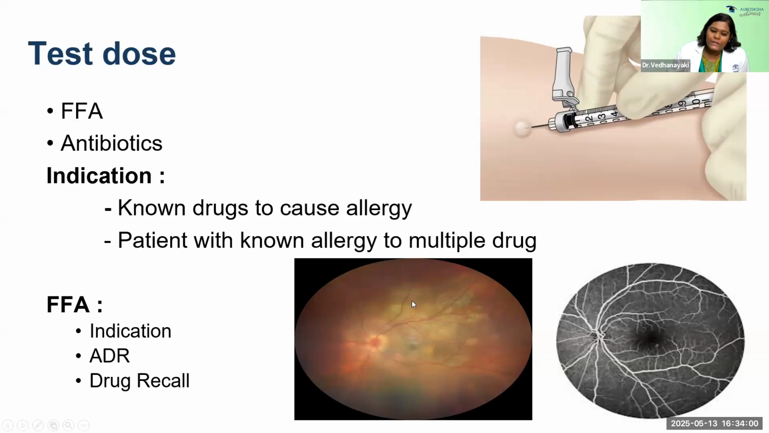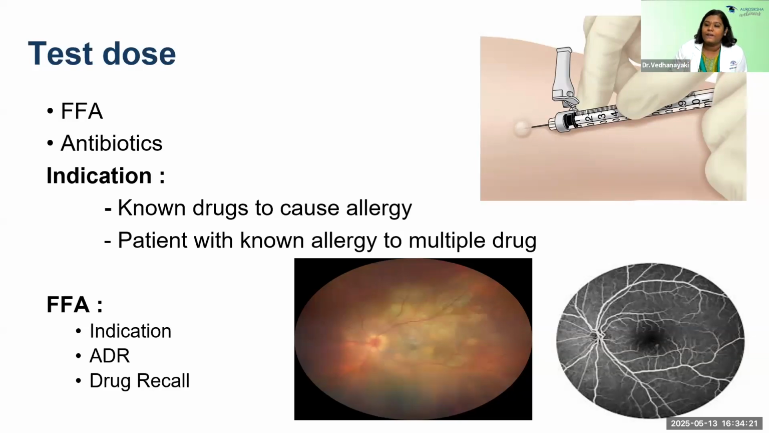So this is a patient with uveitis, a patient with retinochoroiditis. In those cases, we do fundus fluorescein angiography to see how much inflammation is there in the retina. In these cases, some patients may develop an allergy to fluorescein. So you have to document that this patient is allergic to fluorescein. You cannot inject the fluorescein dye again.